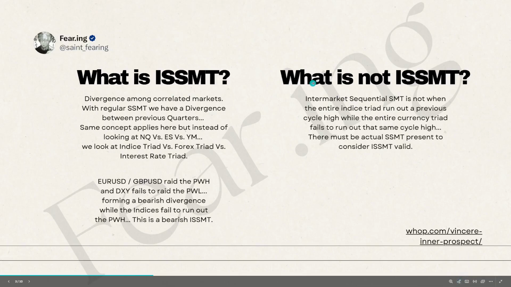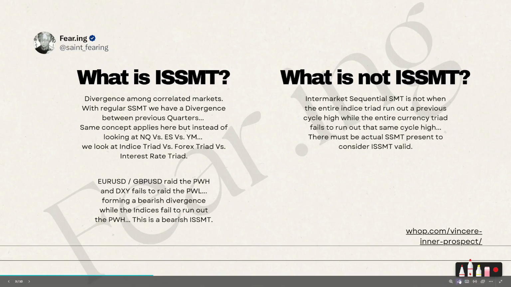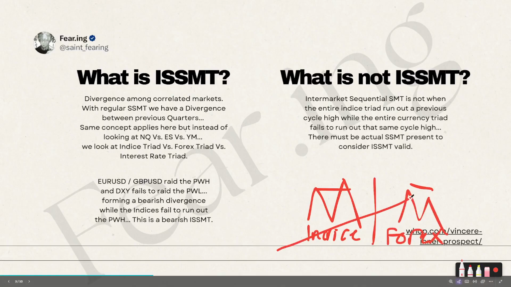Now, what is not intermarket sequential SMT? This is what I almost said beforehand, before I fixed up the Euro and DXY. Intermarket sequential SMT is not when the entire index triad runs out a previous cycle high, while the entire currency triad fails to run out the same high. So we'll draw it out again. Initially, what I was drawing the first time. So indices, Forex. It is not this. It is not this. It has to be actual sequential SMT within the markets.